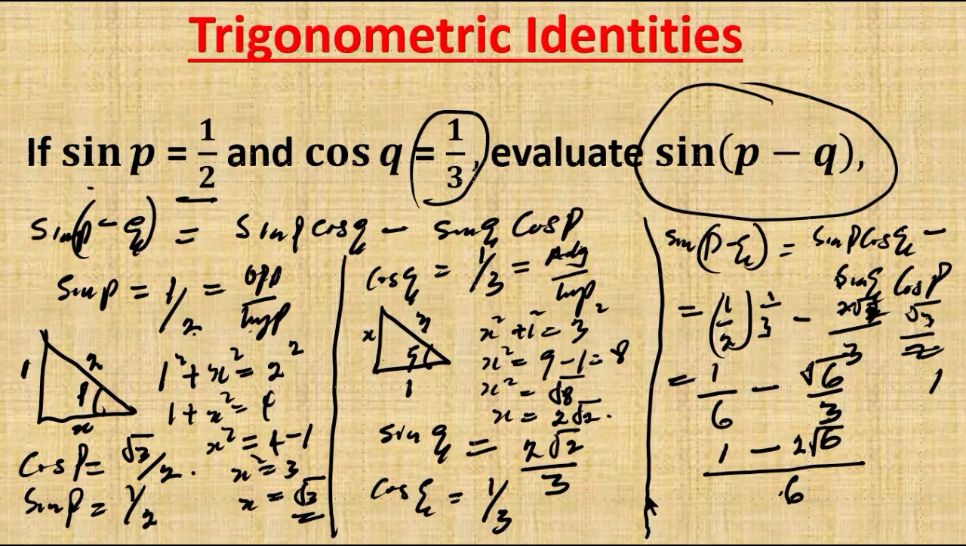So with this, you've seen how I solved this basic trigonometric identity. I can conveniently say that my sine p minus q is the same thing as 1 minus 2 root 6 over 6.